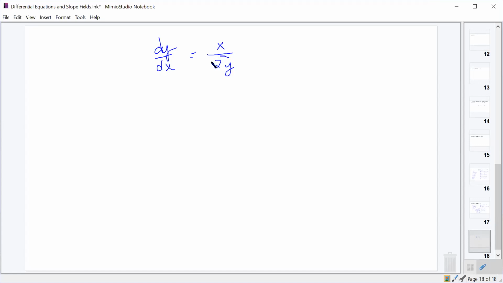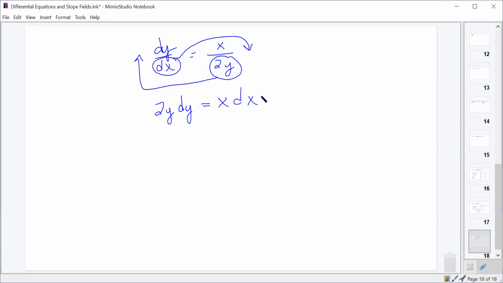So we're going to take the 2y and we're going to multiply both sides by 2y so that the 2y is gone from the right and we have it on the left. And then we're going to multiply both sides by dx so that on the left-hand side, we are just left with 2y dy. So everything that has a y in it and the dy. And on the right-hand side, we'll have everything that has an x in it and the dx. Good or no?